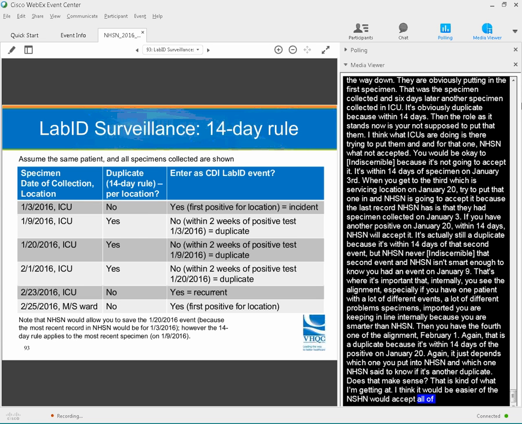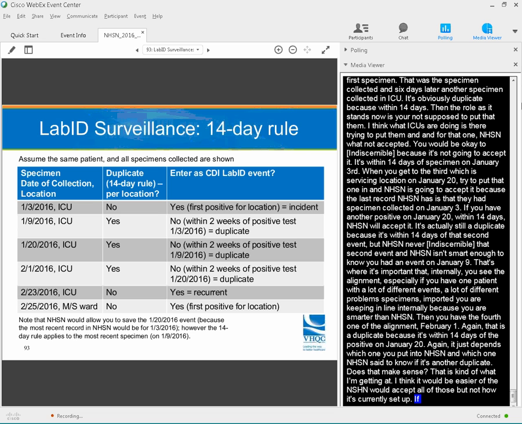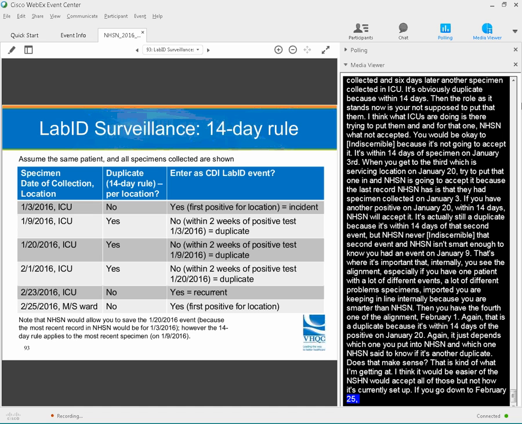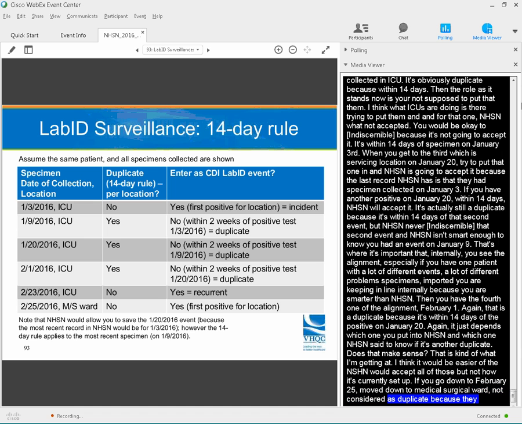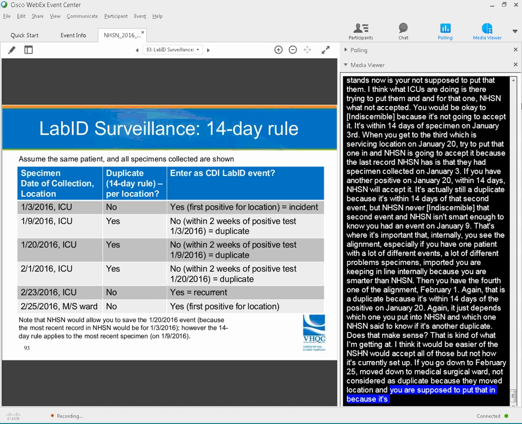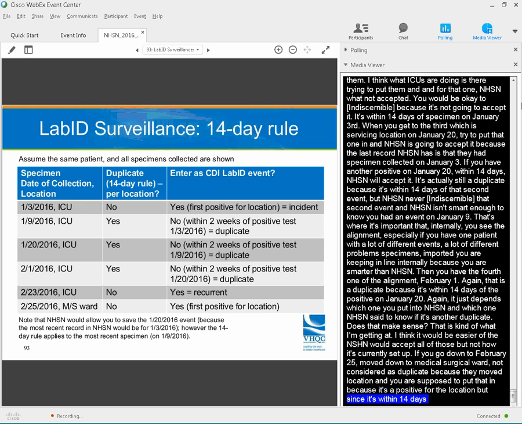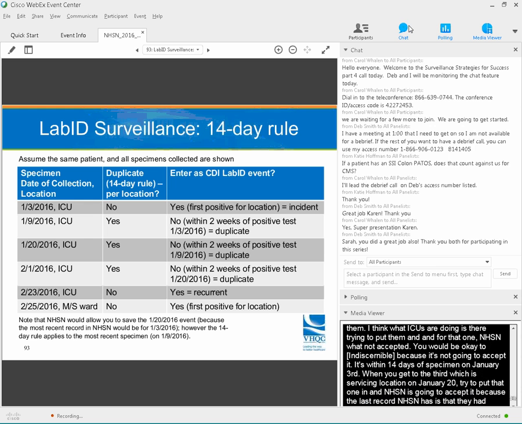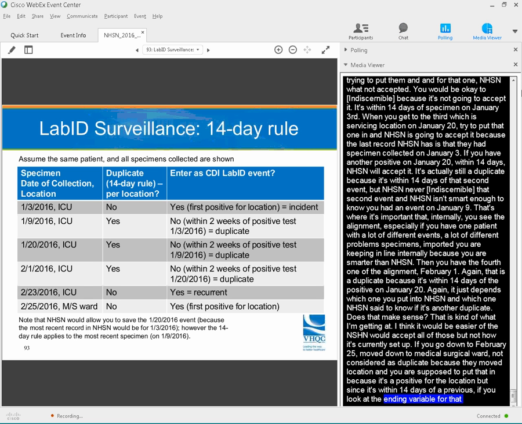If you get down to February 25th and they've moved down to a medical surgical ward, that's not considered a duplicate on NHSN's part because they've moved locations, and so you are supposed to put that in because it's the first positive for the location. But since it is within 14 days of a previous one, if you look at the indicator variable for that event, for example, the indicator variable will be 0 because it's still another duplicate, so it wouldn't count in the SIR.